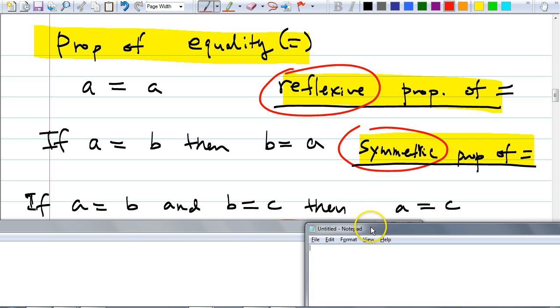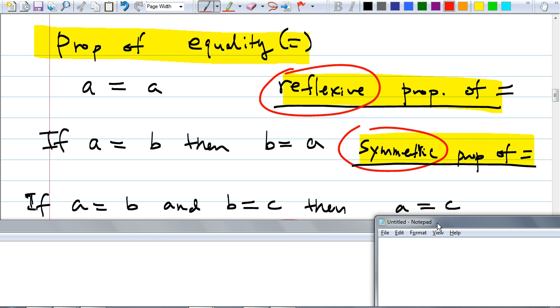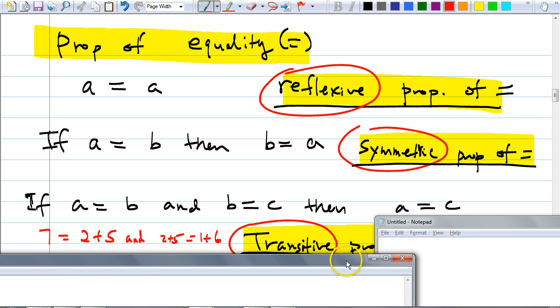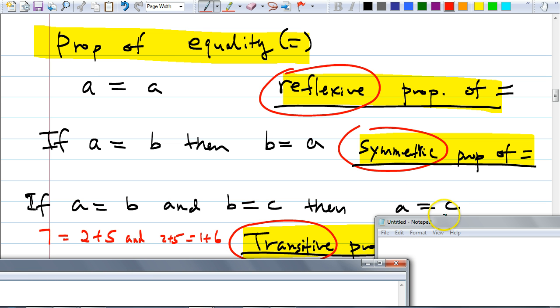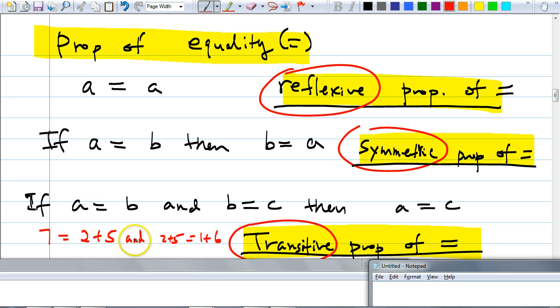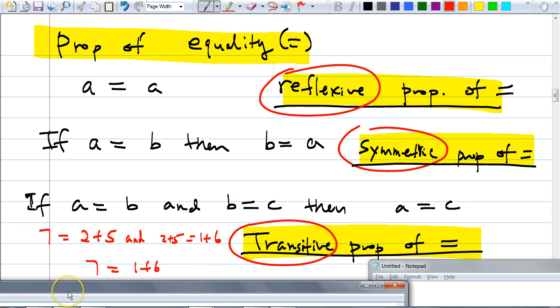So that's the conclusion. Now this property again is some kind of property of equality. Anybody know what this is? Dana? This is transitive. You're right. Transitive. I even gave you an example. If 7 plus 7 equals 2 plus 5 and 2 plus 5 equals 1 plus 6, what do you know about 7? 7 is equal to, of course, 1 plus 6.